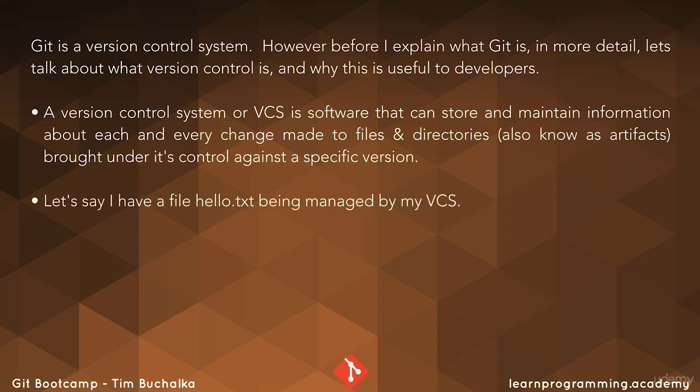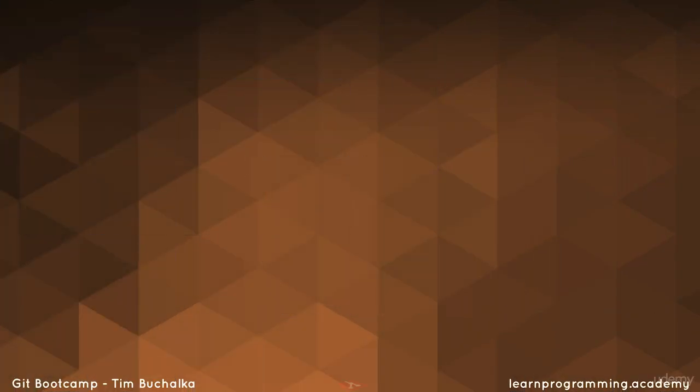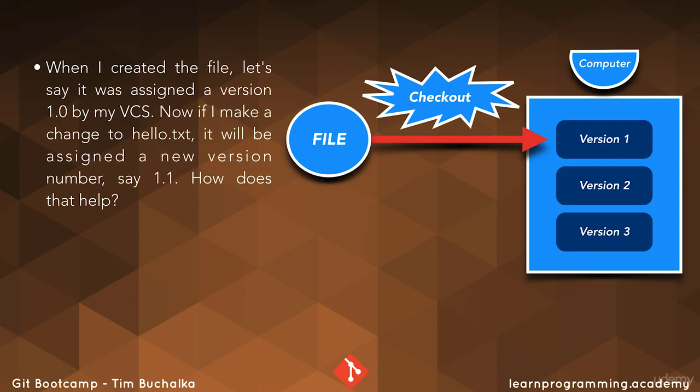So let's say that I've got a file called hello.txt being managed by my version control system. When I originally created this file, let's say that it was assigned a version number by my VCS, 1.0. Now if I go ahead and make a change to hello.txt, it will then be assigned a new version number, say 1.1. So how does this actually help us as developers?